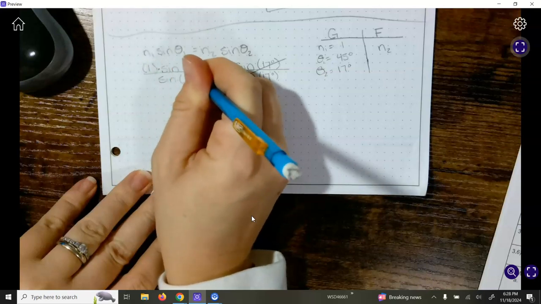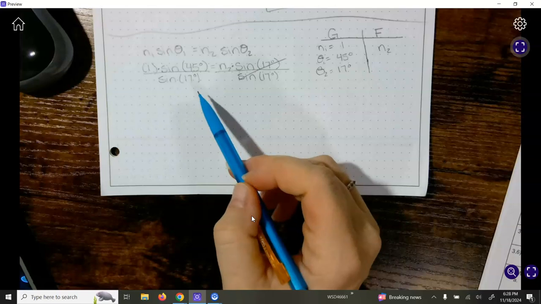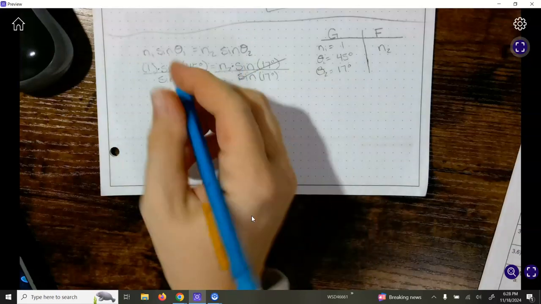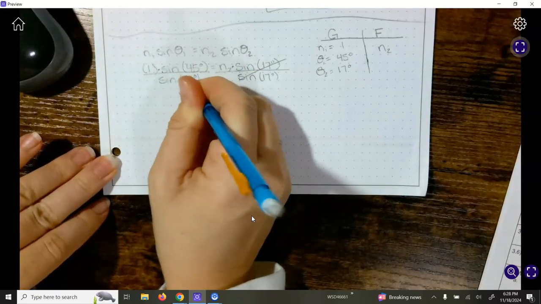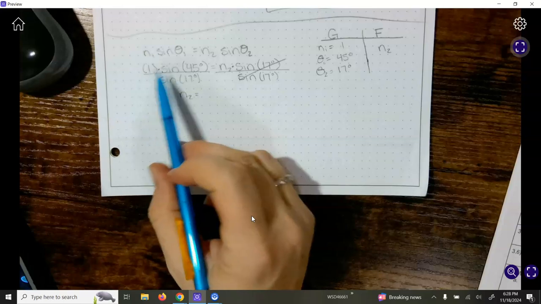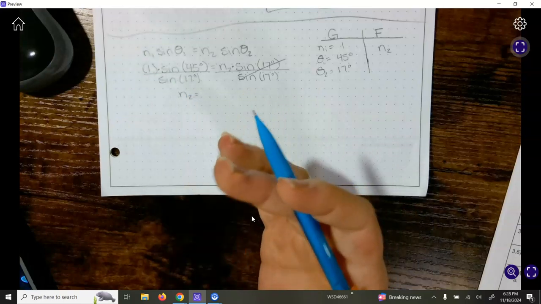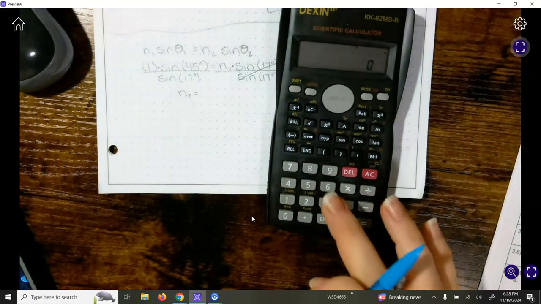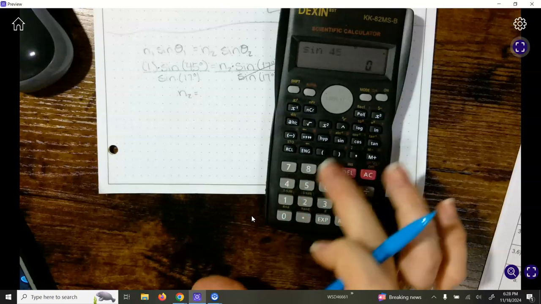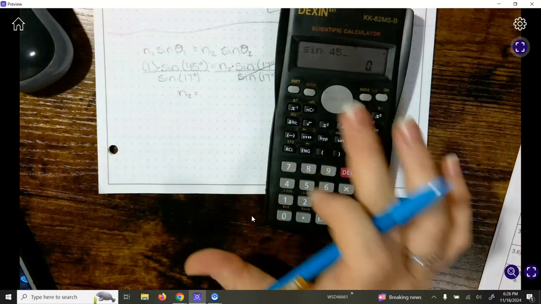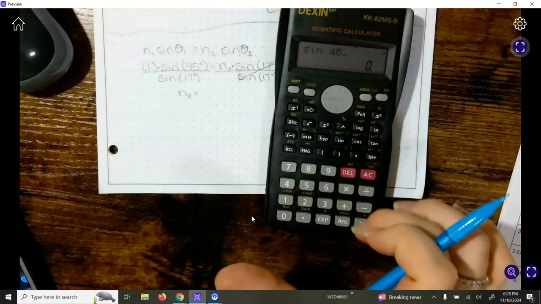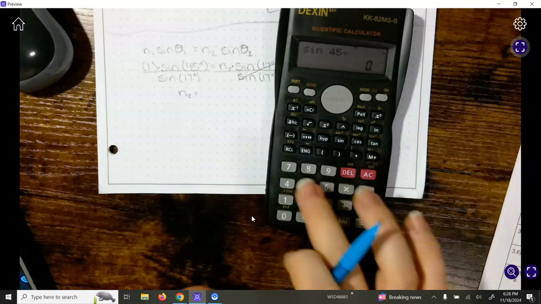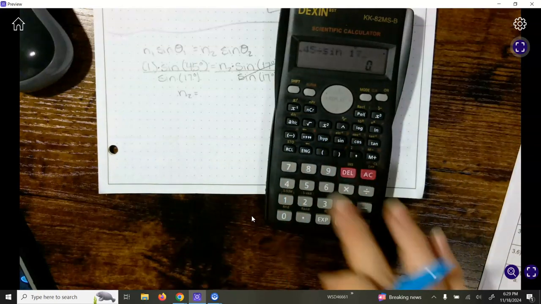Sine of 17. Now, when I divide both sides of the equation by sine of 17, I'm going to get n sub 2 all by itself. But here's the deal. 1 times the sine of 45 is still just the sine of 45. So when I go to plug this into my calculator, I'm not even going to include the 1. I'm just going to say sine of 45. Sine of 45 divided by sine of 17.